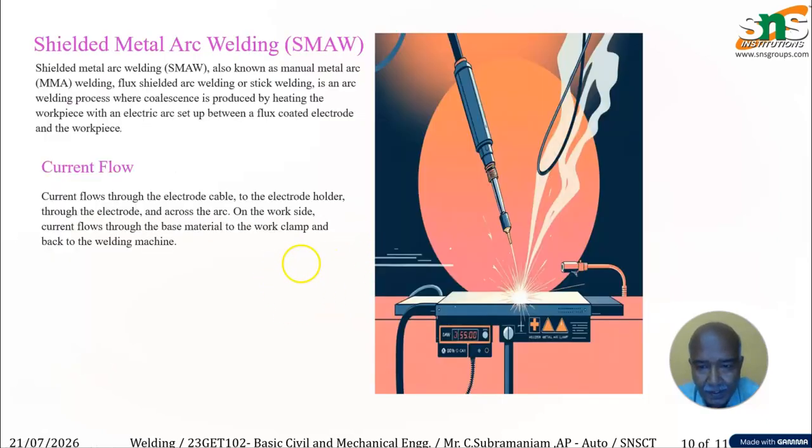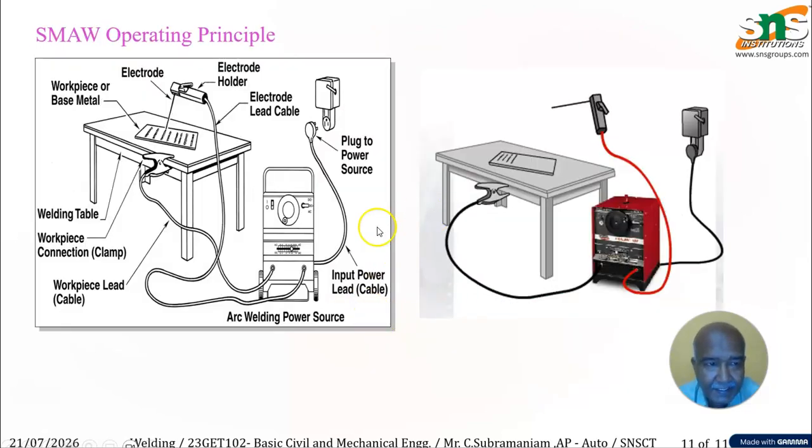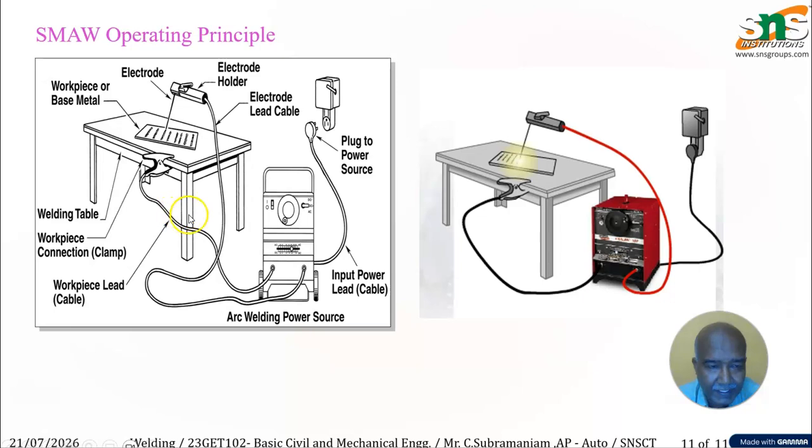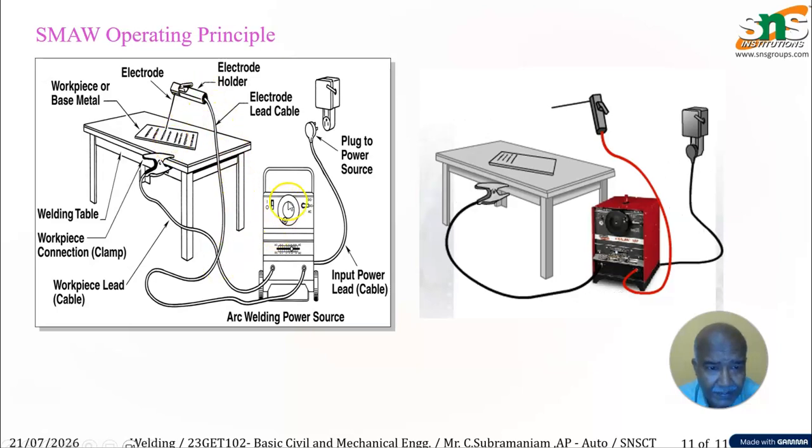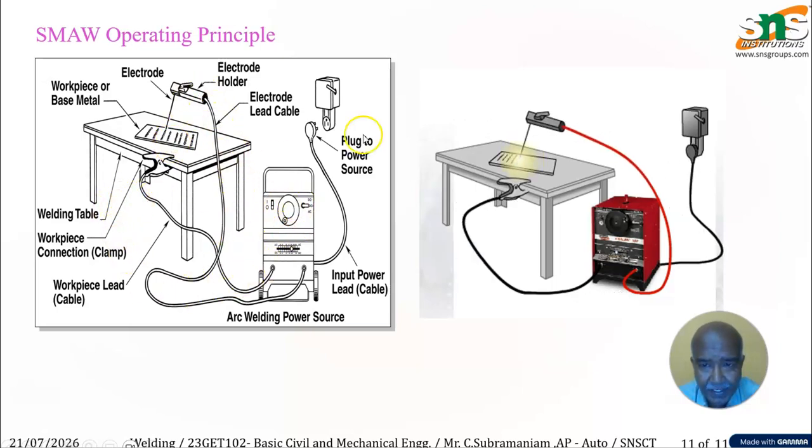This is the advanced type known as shielded metal arc welding itself. Here the electrode is passed at a higher distance, and gas is produced similarly for the welding of the metal. The current flows through the electrode cable and through the electrode holder also. This is a setup of shielded metal arc welding. The electrode holder holds the electrode itself, which will be connected to the positive, and the other part will be connected to the negative.